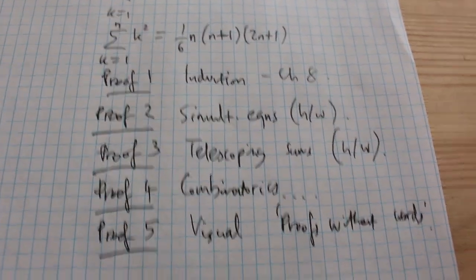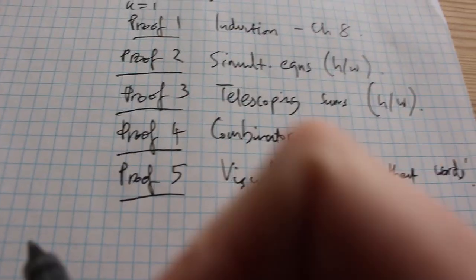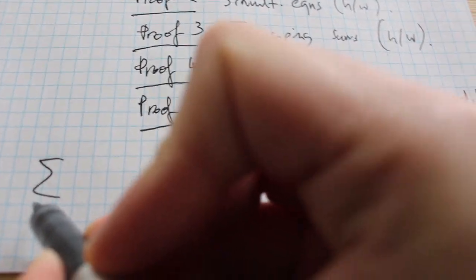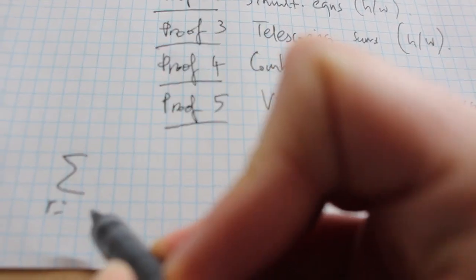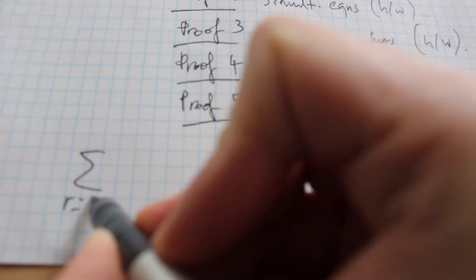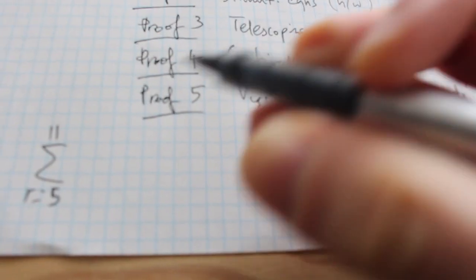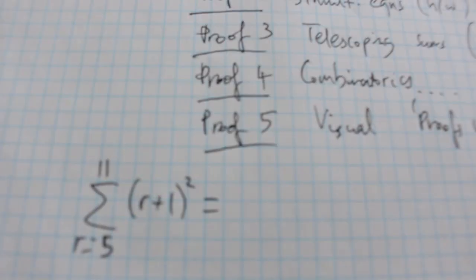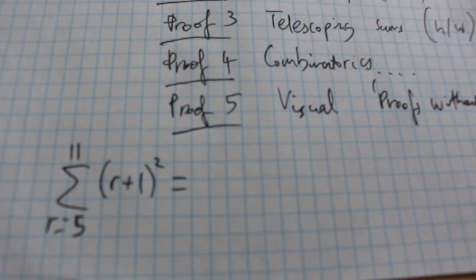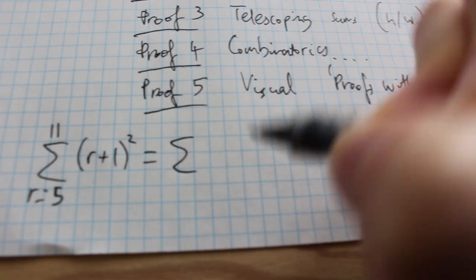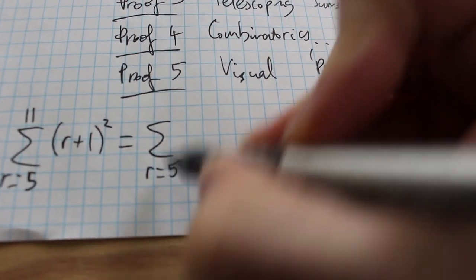So obviously we can use this to work out different sums. For example, if we have something like the sum from, this time I'll use r as the index, if we have the sum from r equals 5 to 11 of, let's say, (r plus 1) all squared, how can we work out this sum? Well, we can first expand the brackets.